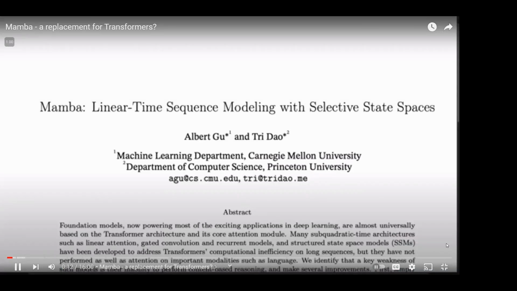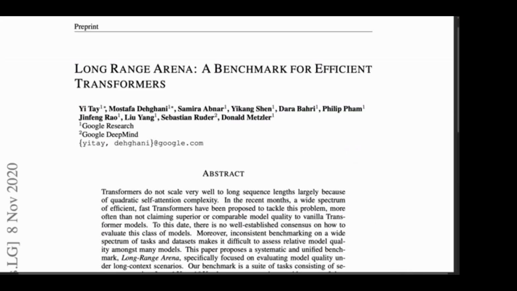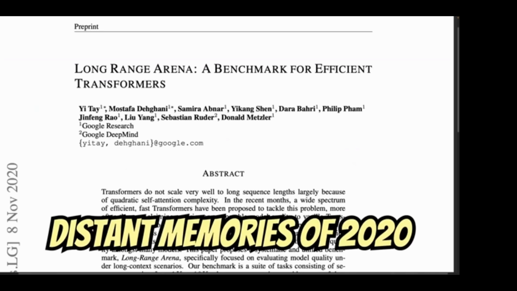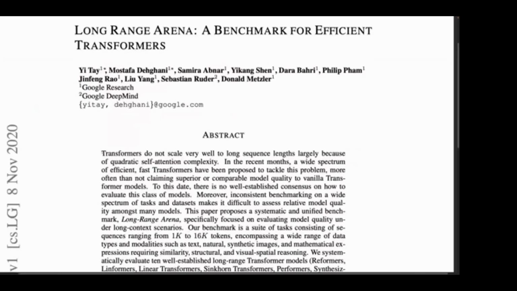partly because it has an interesting design, and partly because Mamba is a great name. In this video, I'll give a high-level summary of the paper. To understand the motivation for this work, it's helpful to go back in time to the distant memories of 2020, and in particular, the long-range arena, a benchmark for efficient transformers. The starting premise was that transformers do not scale very well to long sequence lengths, largely because of quadratic self-attention complexity.